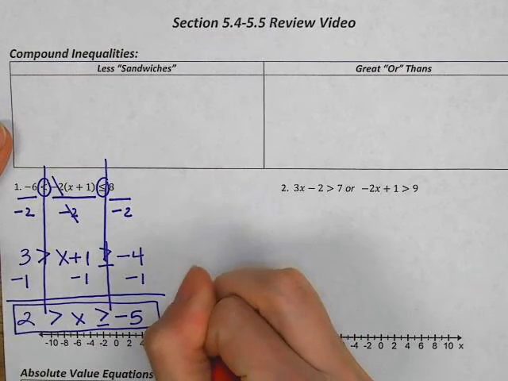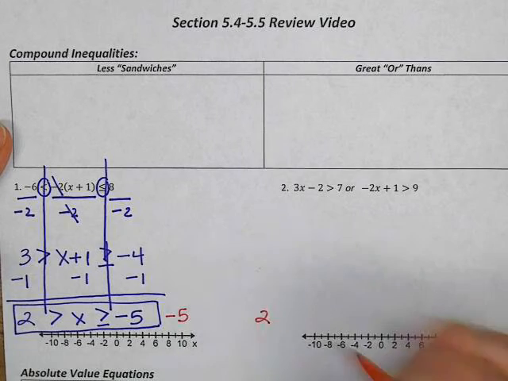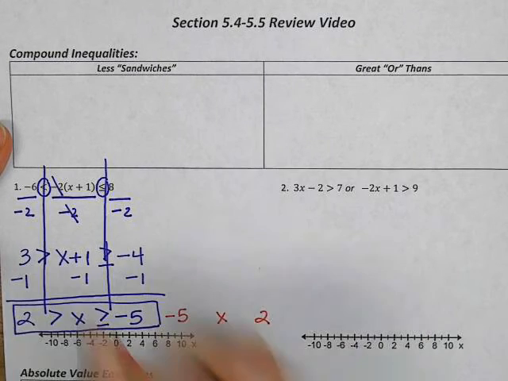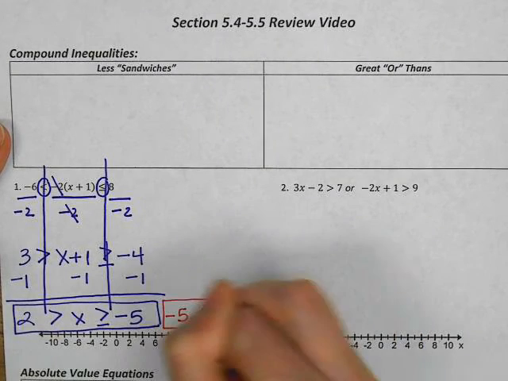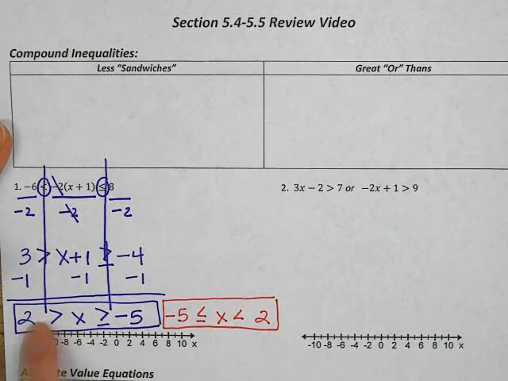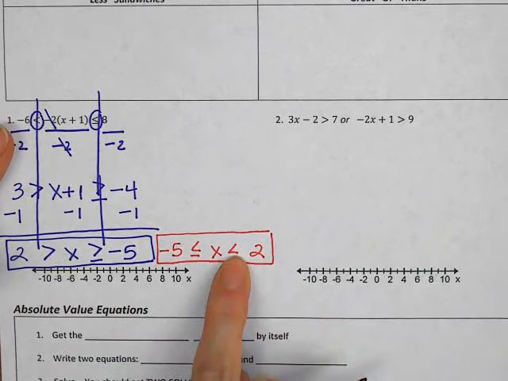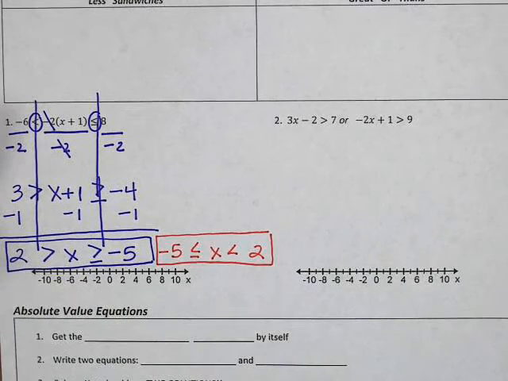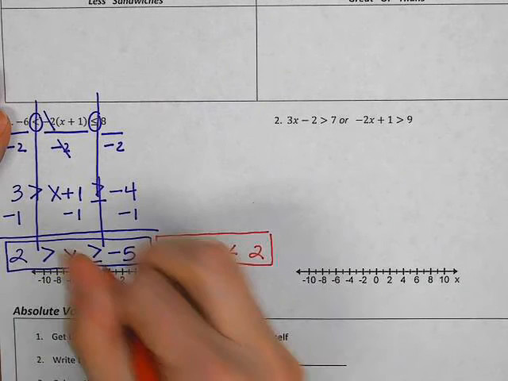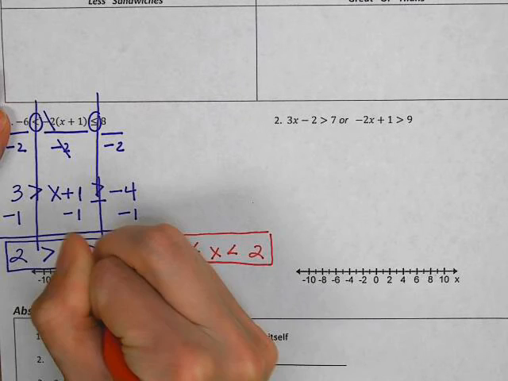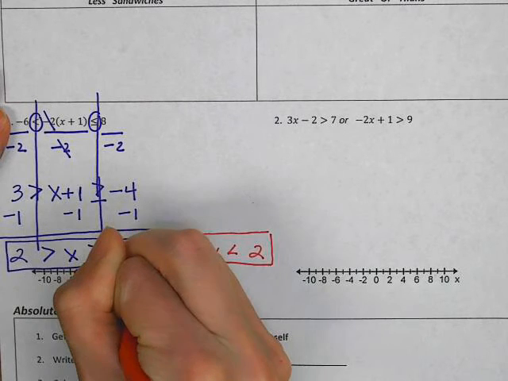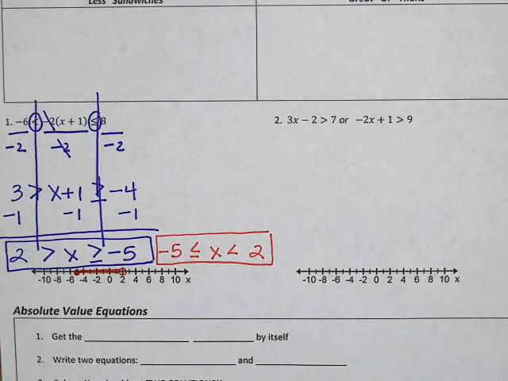Put the smaller number first, the bigger number last, the X in the middle, and then make it a less than sandwich again. You don't have to do this. If you're okay with this, go for it. But this is the same thing. So either way, we want X to be sandwiched between a closed circle at -5 and an open circle at +2. So that's the sandwich. Works for both.